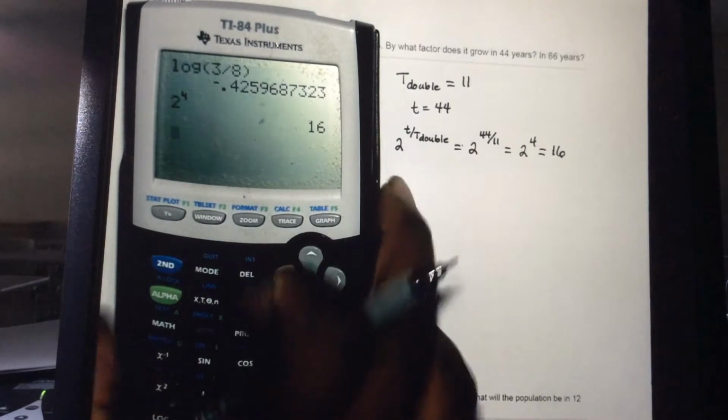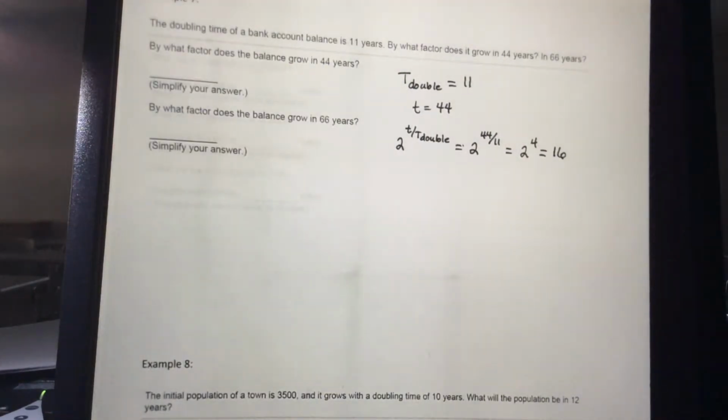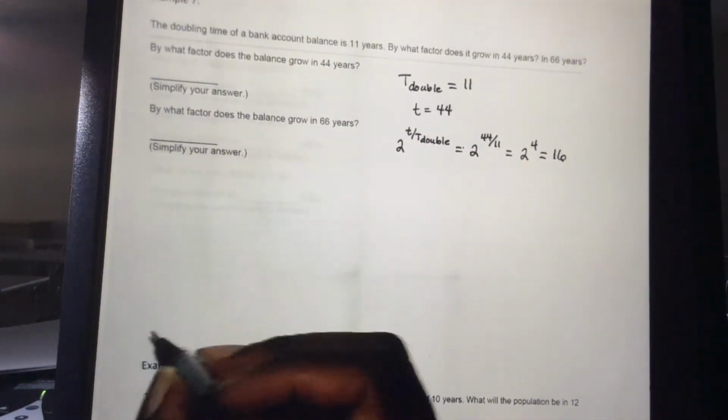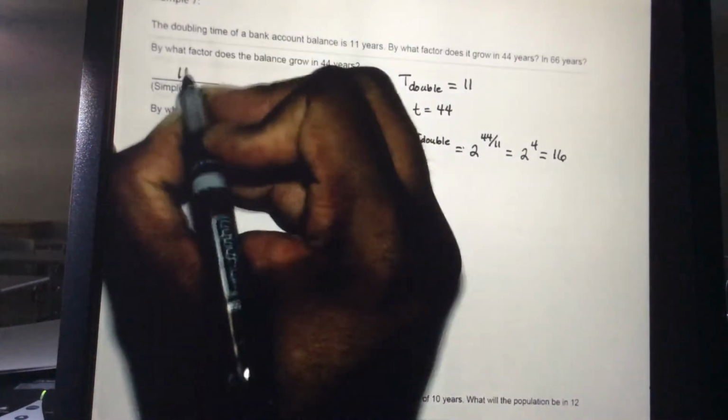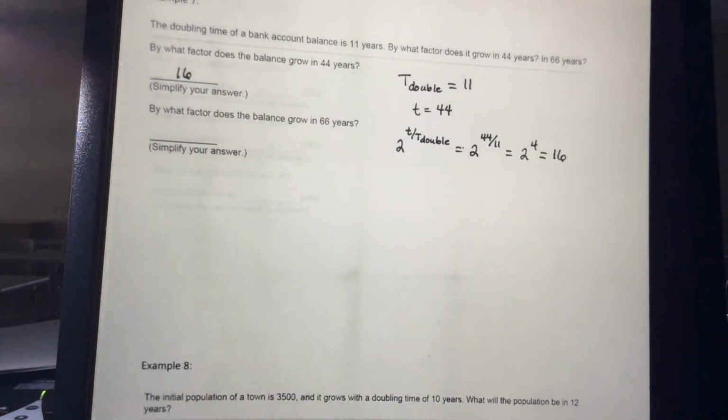You'll get 16. Here they want the simplified answer. So by what factor does the balance grow in 44 years? By a factor of 16. And then by what factor does the balance grow in 66 years?